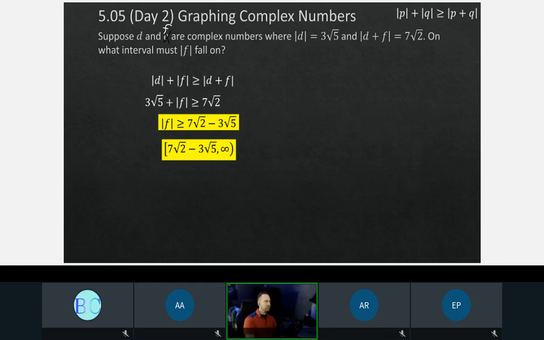And that's your answer. In interval notation, it's from 7 rad 2 minus 3 rad 5 to infinity, because the modulus of f must be greater than or equal to that value, so from there it increases forever. So that is the interval notation right there. Good.